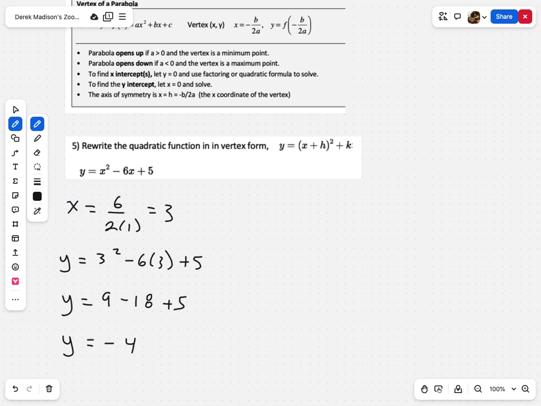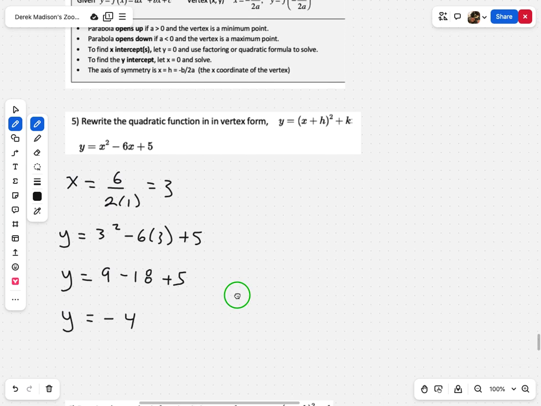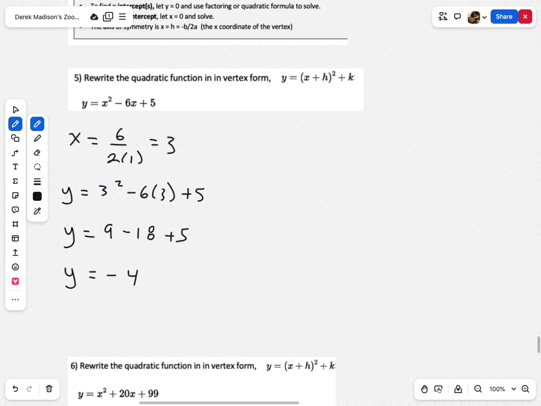With that, we can then write down, slide this up. Since we know our vertex, we can write our equation now as y equals, x, because a is 1, so (x minus 3) squared minus 4. So that is one way to do that.